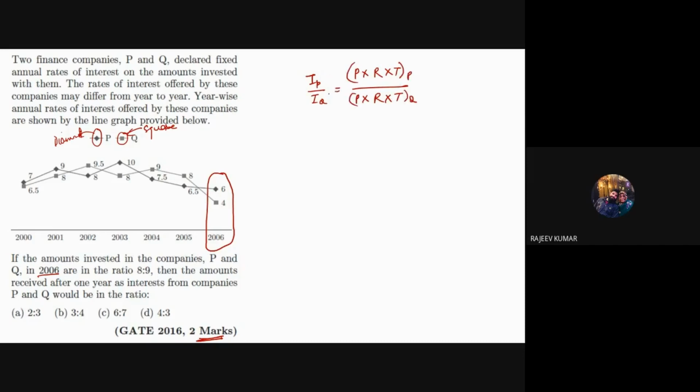ठीक है, तो अमाउंट इन्वेस्टेड जो है इसका रेशियो हमको दिया हुआ है the 8:9 है. So the principal of both P and Q, they are in the ratio 8:9. Rate of interest है वो P का 6 है और Q का 4 है, and time is going to be the same for both the cases. So if you just do it, you will get 48 by 36, which is 4 by 3. Right, so 4:3 will be the correct answer. Simple one, and D is going to be the correct answer over here.